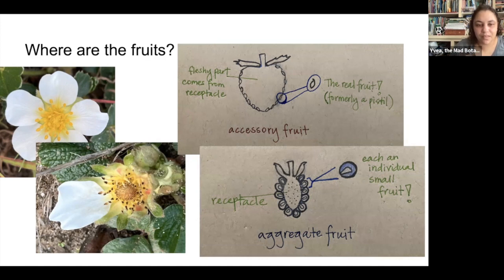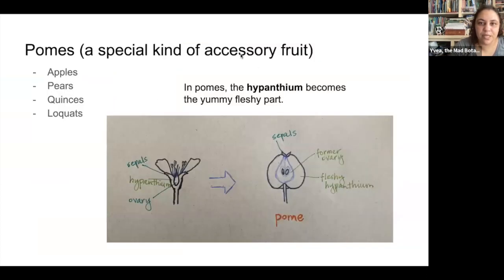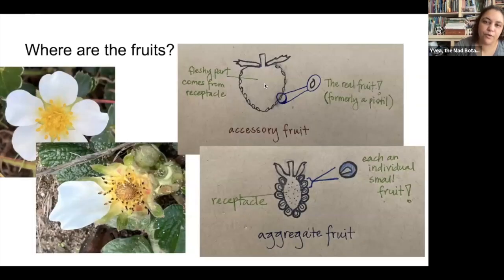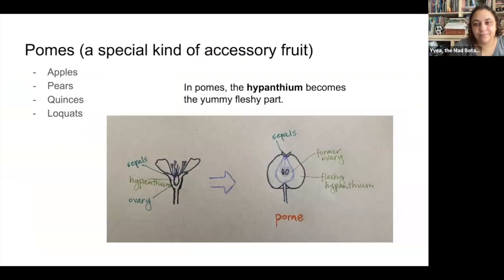Mm-hmm. Yeah, and then that's why the pomes count as an accessory fruit as well, because the majority of the part we eat is the hypanthium, whereas we eat less of the actual former ovary. We eat the hypanthium. And so with the accessory fruit, we eat the receptacle. And so that's why they're called accessory fruits. But that might be kind of complicated. But yeah.